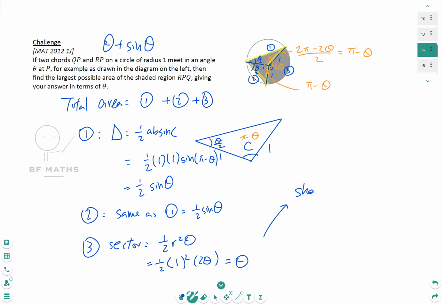Therefore, the shaded area equals theta plus half sine theta plus half sine theta. Half plus half is 1, so theta plus sine theta. Okay, it's not an easy question, but that's the end of 5.3.